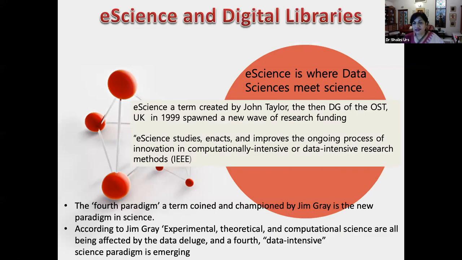e-science. Allow me to talk a little bit about e-science, because sometimes, you know, we all have an idea about what this is, and each one of us carries a different view of what e-science is. From our perspective, we look at e-science as where data science meets science.